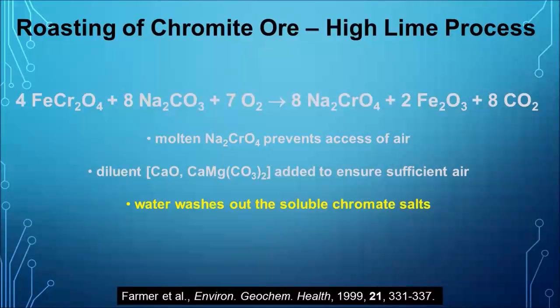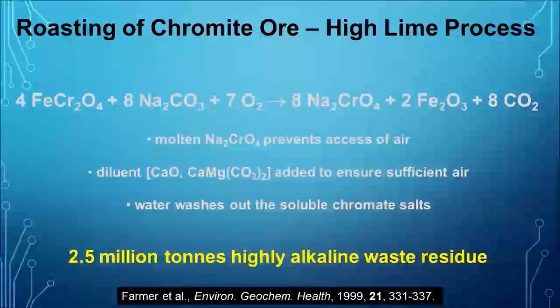So the next thing that was done, which is important in terms of the nature of the weathering of the waste products, is that the material was washed with water to remove the soluble chromate salts. So what we're looking at is things that are not soluble under these conditions, and at the end of the day producing 2.5 million tonnes of a very highly alkaline waste residue.